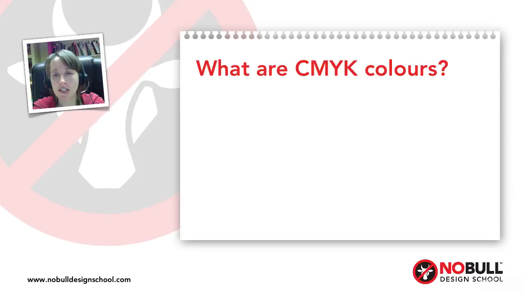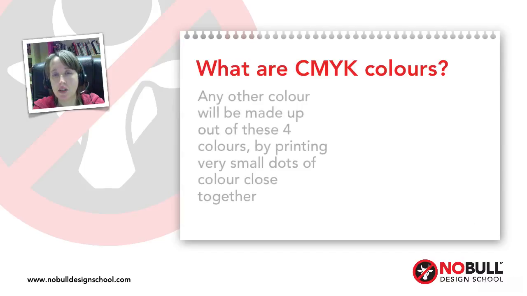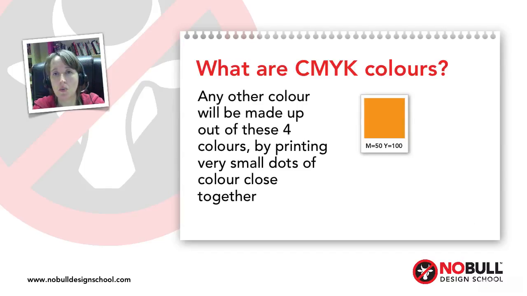Now if you're using CMYK colours, CMYK stands for cyan, magenta, yellow and black. What it means is that every colour that you choose will basically be made up of those four colours. So if you wanted to make an orange, you'd have to make that up out of yellow and magenta. So you might, for example, make that of 50 magenta and 100 of yellow.